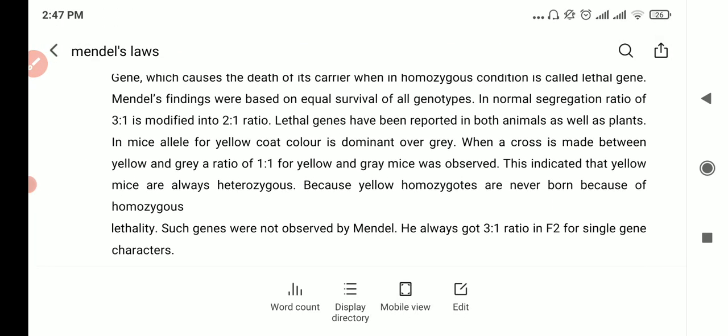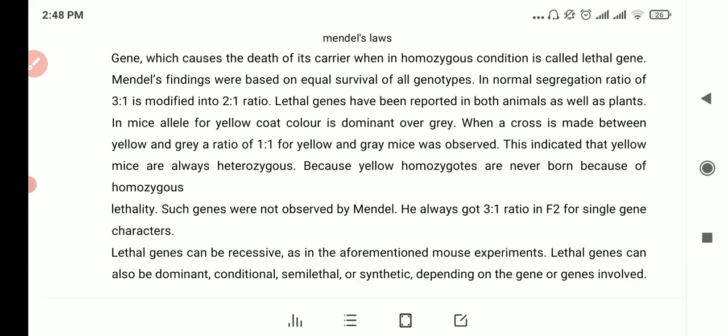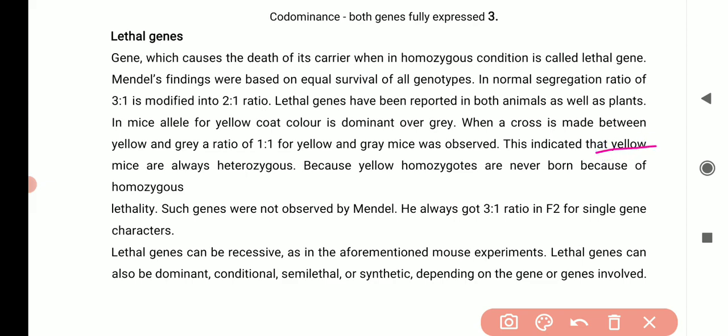If we read this, it will be even more clear. When a cross is made between a yellow and a grey, we get only one yellow to one grey. It means the yellow are always heterozygous, because the yellow homozygous always die. They are never born. Whenever they are in the homozygous condition, from the gamete stage only, it will kill itself.